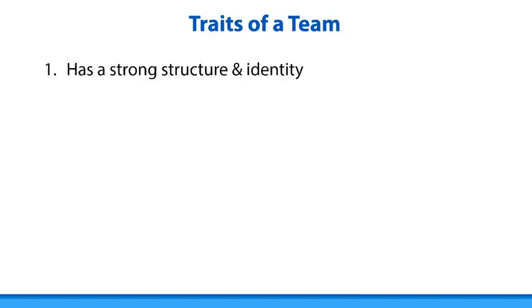Let's look at the traits of a team now. A team should have strong structure and identity. If they don't, guess whose job it is to make it happen? They should share challenging goals. Again, notice it's the word challenging. If it's too easy, then they're really not a team. They're not working together.